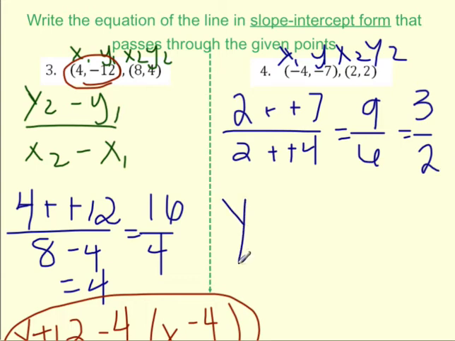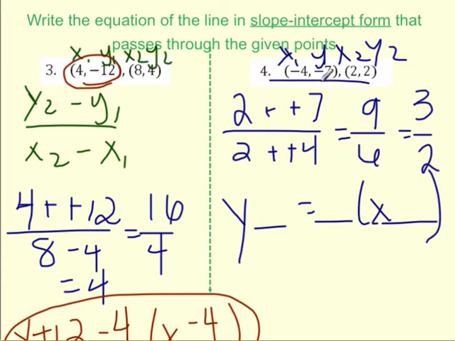What I would like you to do right now is to use that kind of point-slope puzzle that I'm talking about and fill it in. So you can use either point. It doesn't matter which one. You pick the one that works best for you.